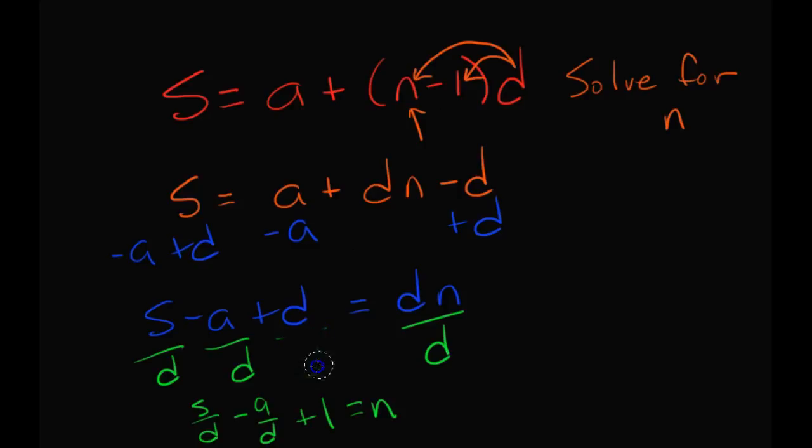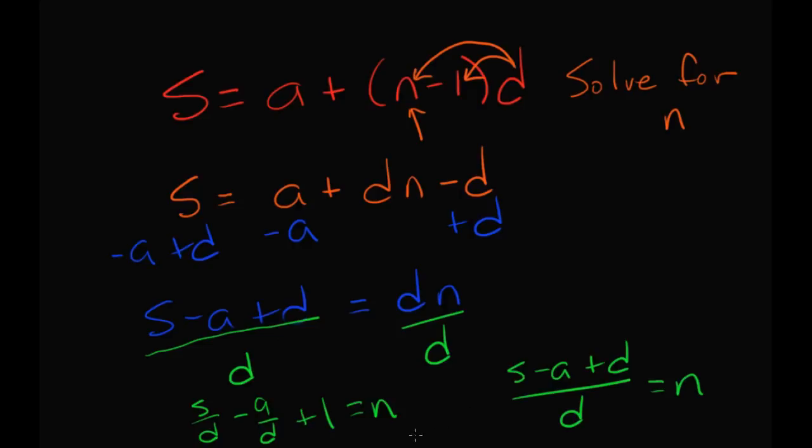Another way to represent the solution is that instead of dividing every term by d, we instead divide the whole side by d. And if we do that, we get s minus a plus d over d is equal to n. And this is correct, and this is correct. Either one is fine. In either case, the d's have canceled out. We have n by itself. You can either divide everything by d, or we can divide the entire side by d. It really is equivalent. So we have some options there as well, just like before.